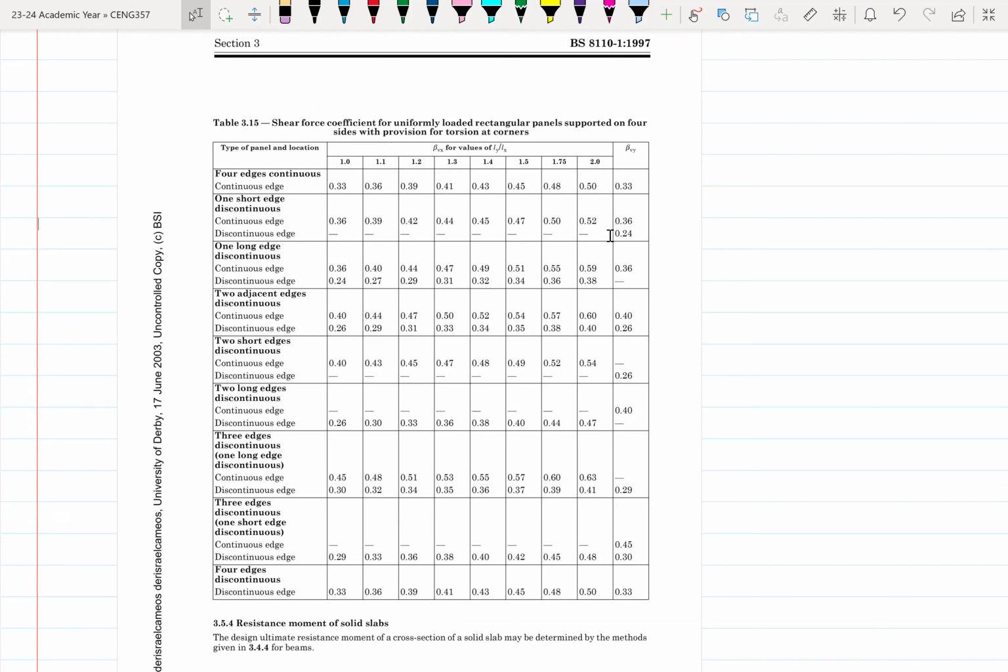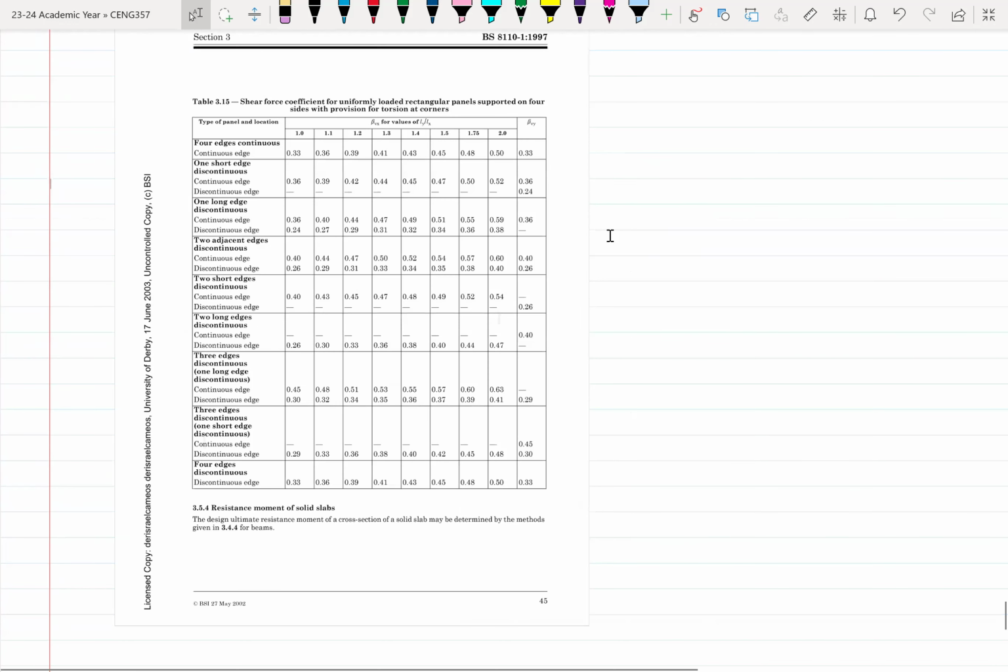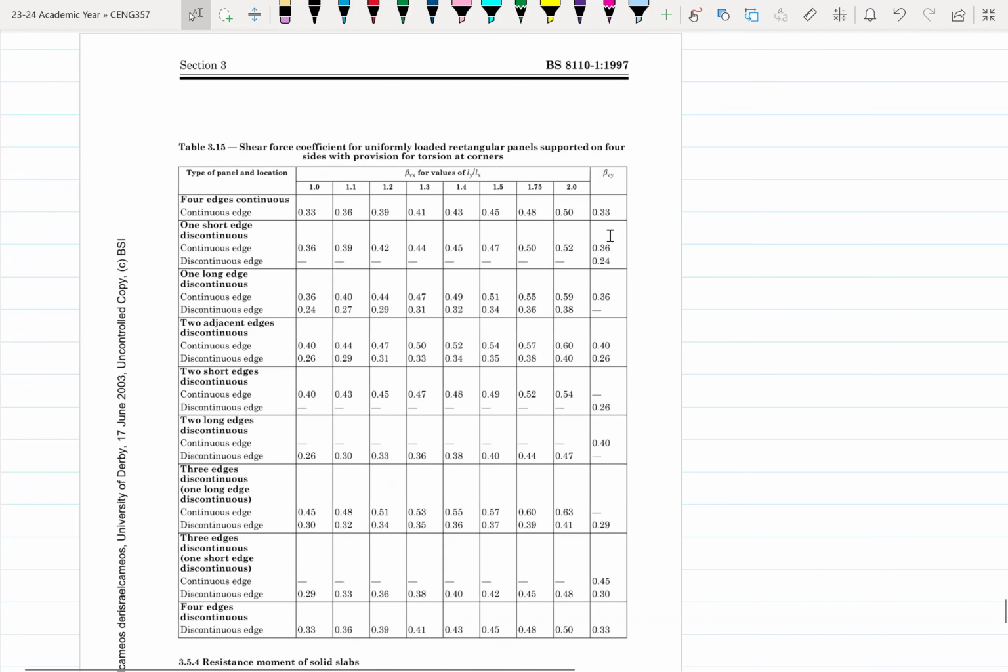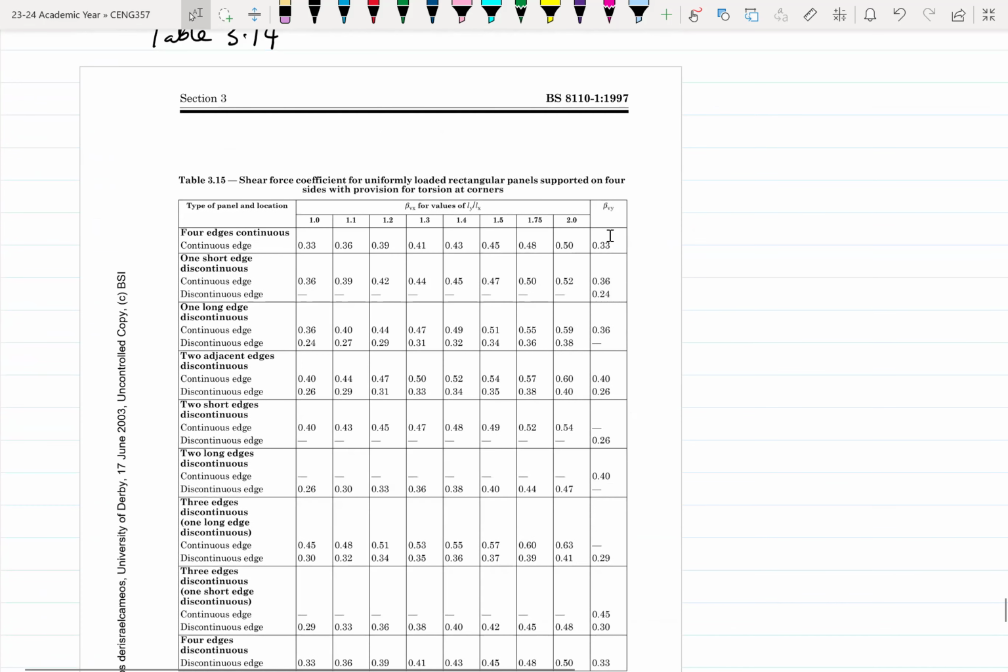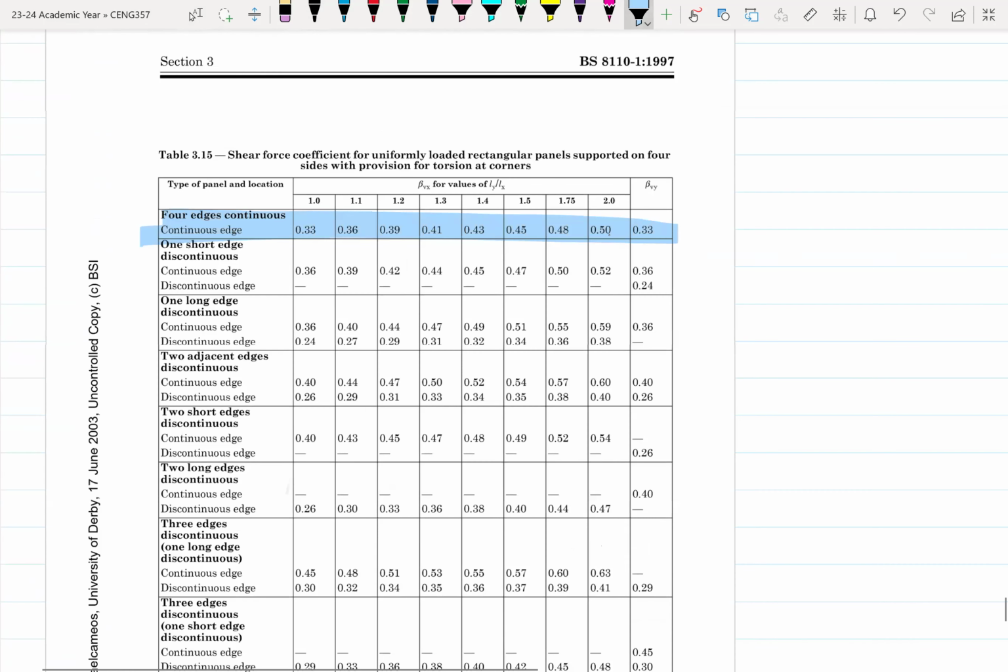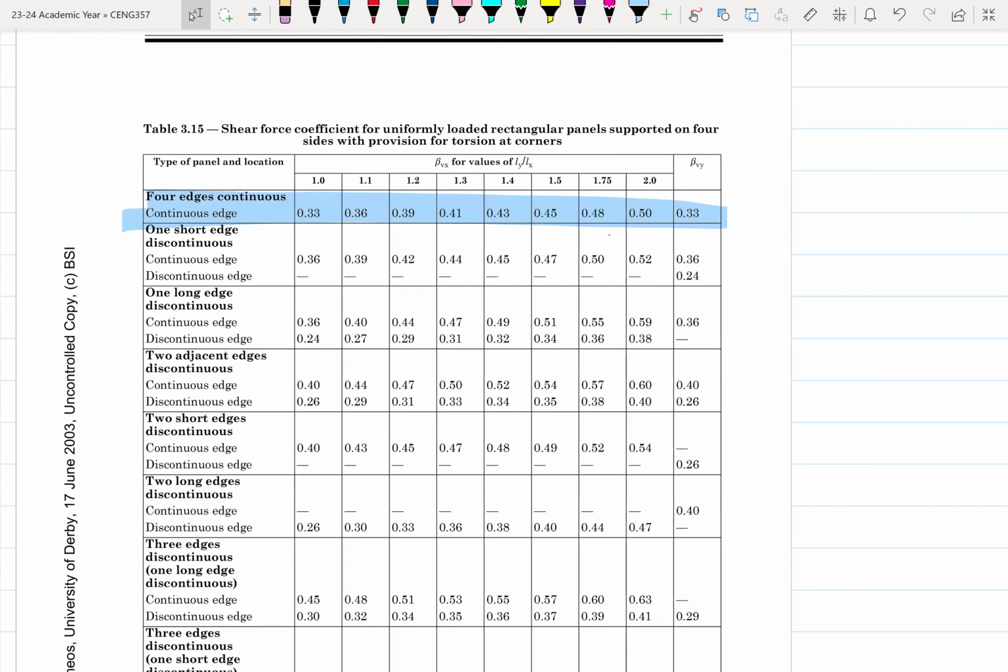So with shear, if you take this table, we are again looking at interior support. Do we have interior here? Four edges continuous. Okay, so that's supposed to be interior. All right. So these are interior, four edges continuous. And then we focus on these two values. So beta Vy and then beta Vx are 0.33 and then 0.43 respectively.